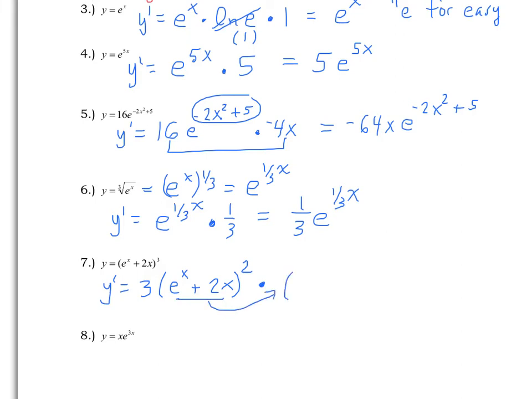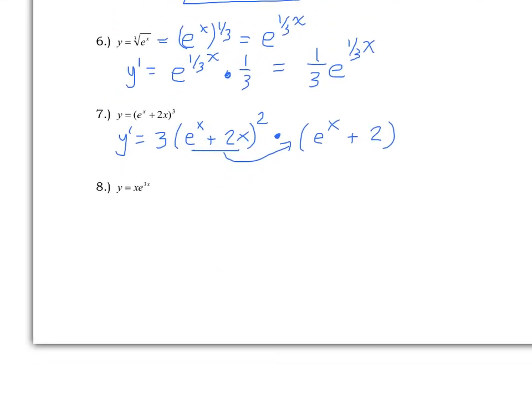Well, if I find the derivative of e to the x, we know that's just e to the x, and then plus 2 for the second term. Okay? There really isn't much you could do. You could take that 3 in front, and you could multiply it to the e to the x plus 2 term, but we'll just leave it right there, okay, for now.